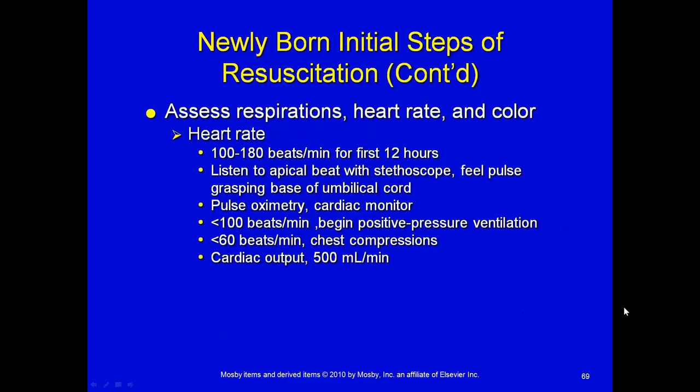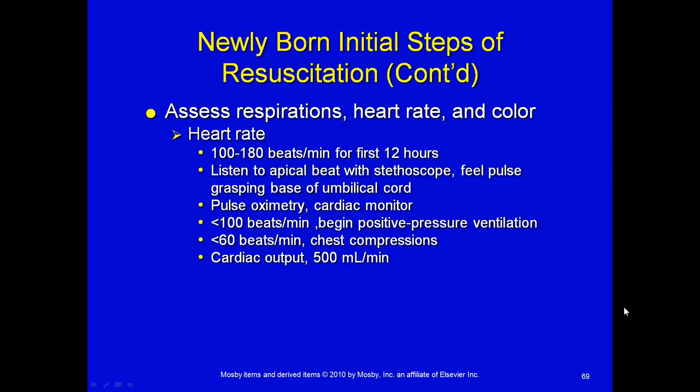Listen to the apical pulse with a stethoscope and feel the pulse, grasping the base of the umbilical cord, and match those up. They should be the same. Apply a pulse oximeter, monitor their cardiac rhythm. If their heart rate is less than 100 beats a minute, begin positive pressure ventilation for 2 minutes. If the heart rate is less than 60 in an unresponsive neonate, we're going to do chest compressions.